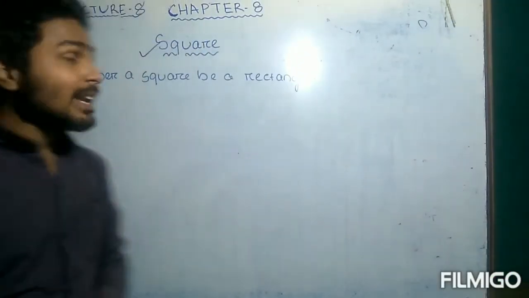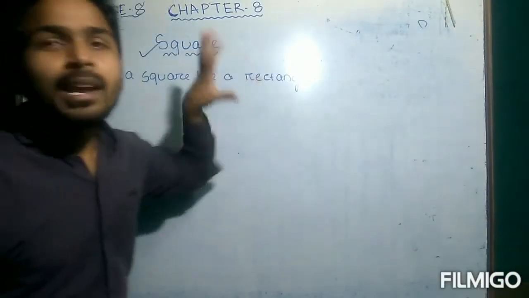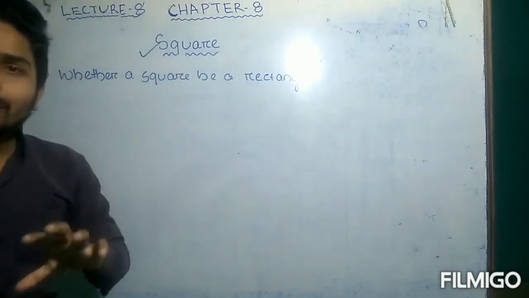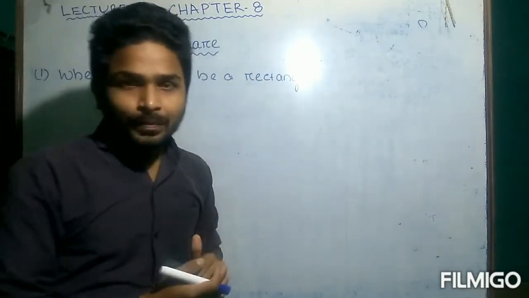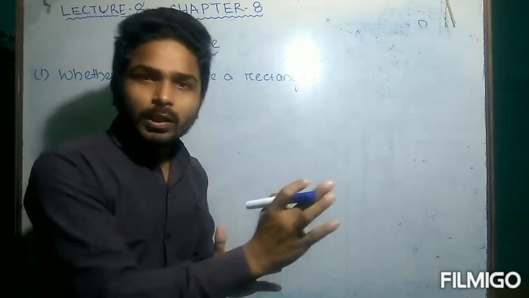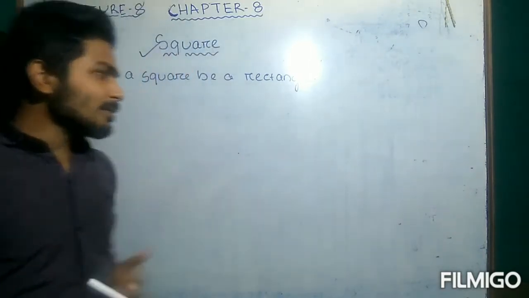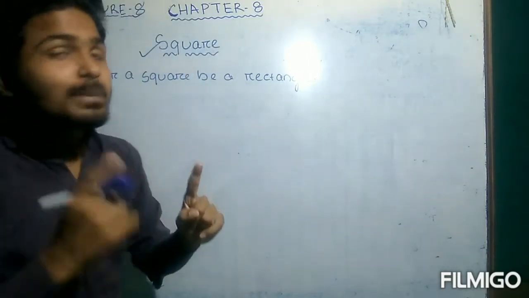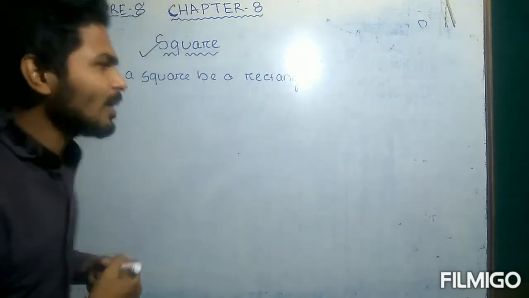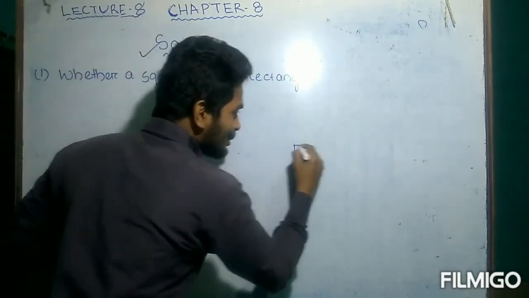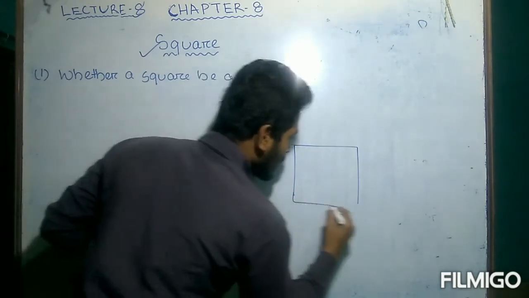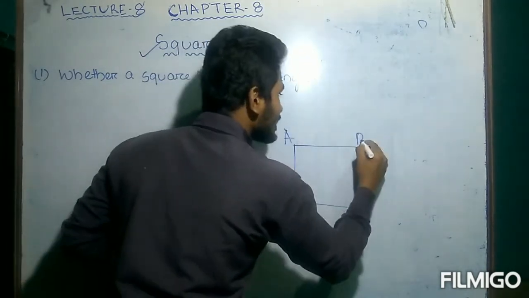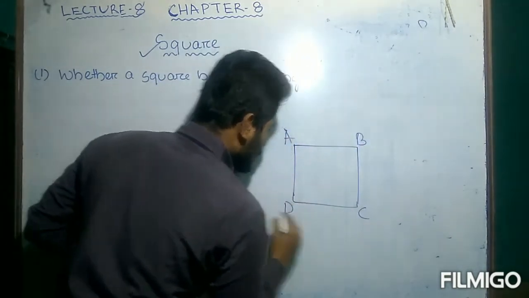So now let us verify whether a square can be a rectangle. As I have told you, in order to be a rectangle, a square has to follow all the properties of a rectangle. So what is the first property of a rectangle? The first property is that it must be a quadrilateral. Yes or no? Yes. Similarly, a square is also a quadrilateral. Yes or no? Yes. So it satisfies the first property of a rectangle.